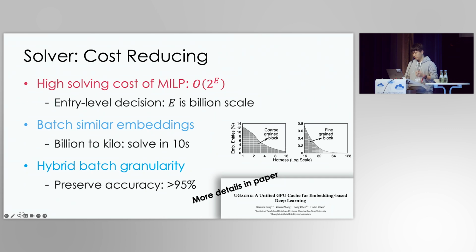However, in the MILP problem, we need to make decisions for each individual embedding entry. Since MILP is an NP-hard problem, and the scale of embedding entries is too large, it is impossible to find a solution in feasible time. To solve this issue, we batch similar embedding entries together for solving. This reduces the scale of the problem from billions to 1,000, lowering the complexity. In practice, we can find a solution within 10 seconds. We further introduce hybrid granularity to ensure the accuracy of batching. This keeps the accuracy loss within 5%, and you can refer to our paper for more details.